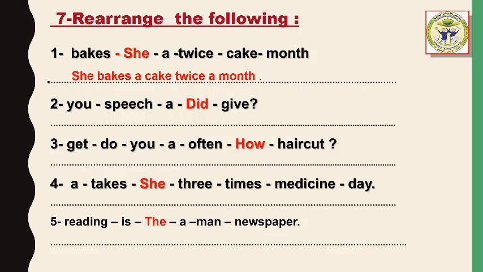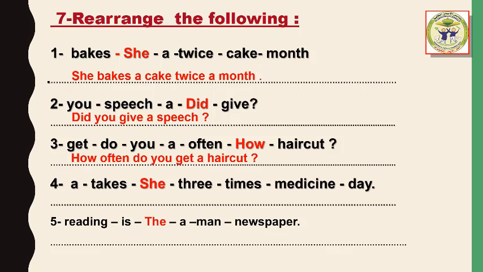Number 2, you speech a did give. In this question, you will begin with the auxiliary verb did. So, what's your question? Yes, did you give a speech? Number 3, get, do, you, a, often, how, haircut. In this question, you will begin with the question word how. So, what's your answer? How often do you get a haircut?